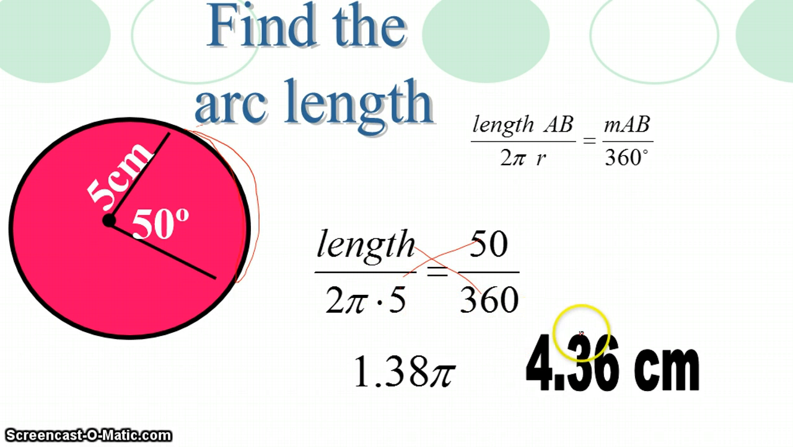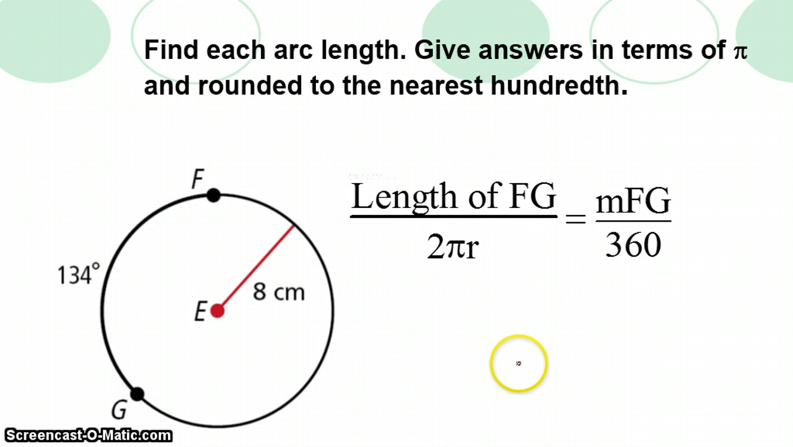Your answer will depend on what they want. Do they want the answer in terms of pi? You would choose this answer, or if they want it completely multiplied out, that would be this answer. Let's look at our next one. We're going to find the arc length, and we're going to give our answer in terms of pi, and make sure that it is rounded to the nearest hundredth.